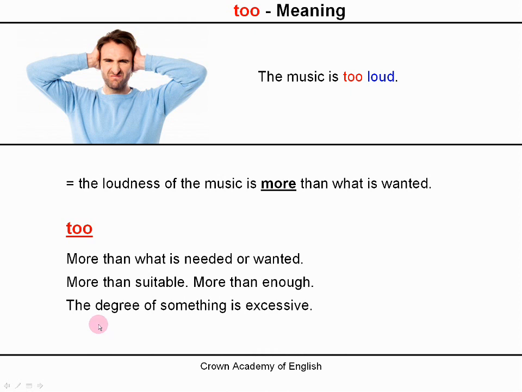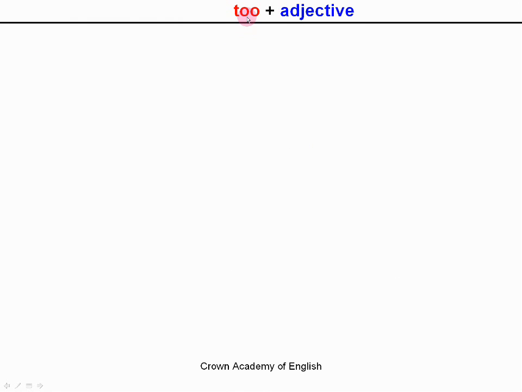We can also say the degree of something is excessive, or the amount of something is excessive. So the music is excessively loud. Okay? So that is the meaning of too. Let's now look at some examples. So first of all, we will look at too with an adjective.